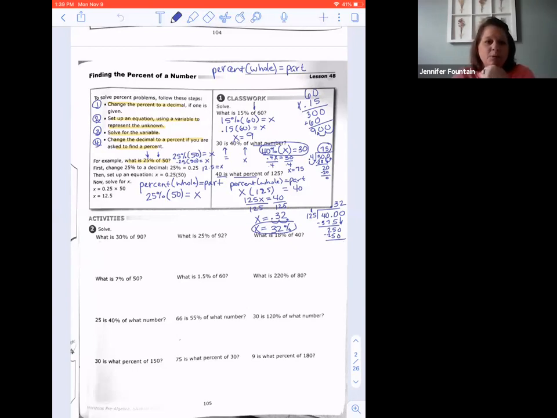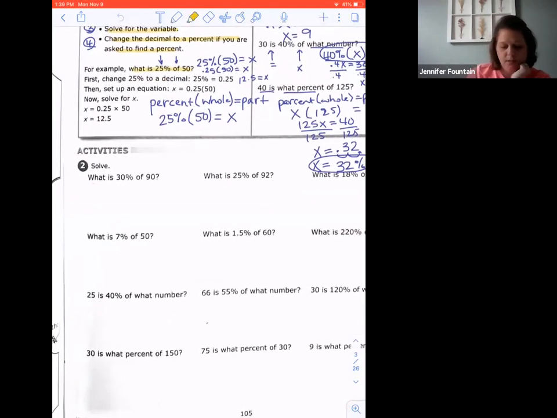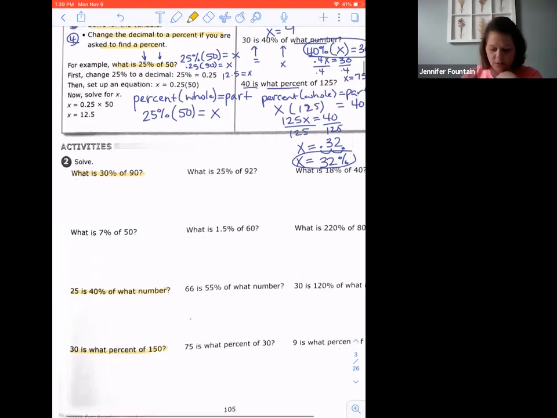All righty, we'll go ahead and come on back. Work through some more of these examples. And what we'll do is we're going to do an example of each of them. I'll go ahead and highlight the ones that we're going to do. We'll do 30% of 90. 25 is 40% of what number, and 30 is what percent of 150. Actually, we might go ahead and do a couple of each.